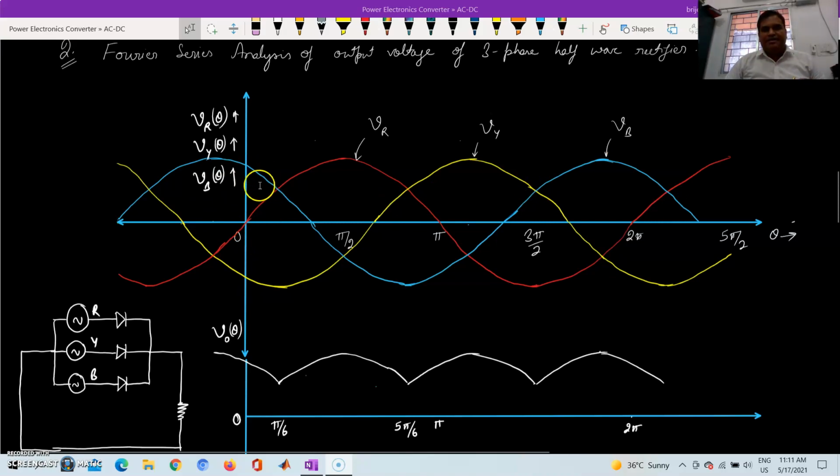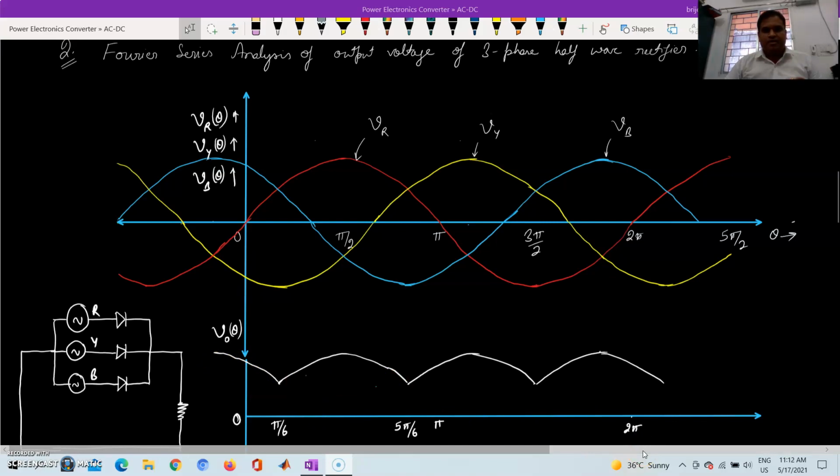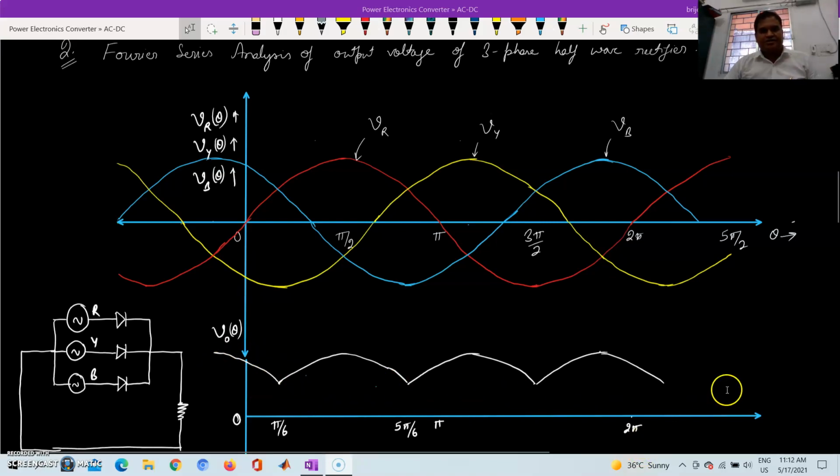So if we copy the upper layer of these waveforms of R, Y and B, we will get the output voltage waveform in this pattern. It is very important to know, number one, what the cosine and sine components of this waveform are. Number two, what is the average voltage? Because this voltage is unidirectional DC, it has an average value. We will determine the average value of this output voltage, and apart from that, we will also find its cosine and sine terms.